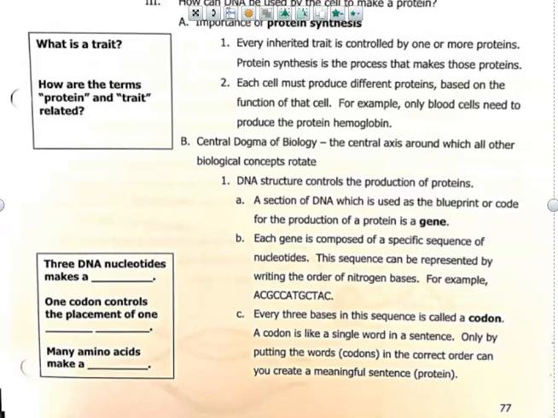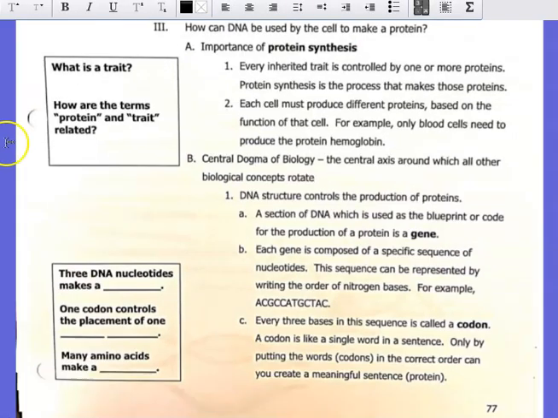2, each cell must produce different proteins, and that's based on the function or the job of that cell. So for example, only blood cells would need to produce hemoglobin. Remember, hemoglobin is what carries oxygen throughout the body. So again, when we're talking about a trait, it is really just what you see. And a protein is what controls your traits. So your proteins control traits.